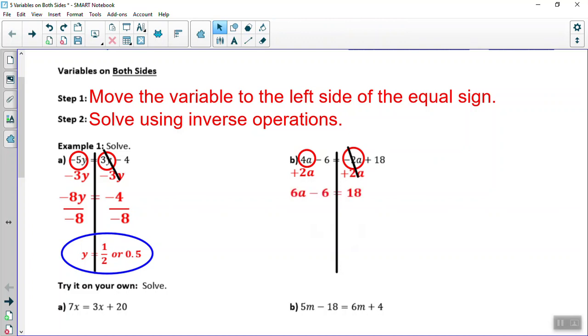Right, now I'm down to just a two-step equation. So I need to isolate my 6a. I'm going to do that by adding this 6 over. When I do that, that cancels out these 6. And I'm left with 6a equals 24. And then, of course, our last step is to divide both sides by 6, which gives us a equals 4.